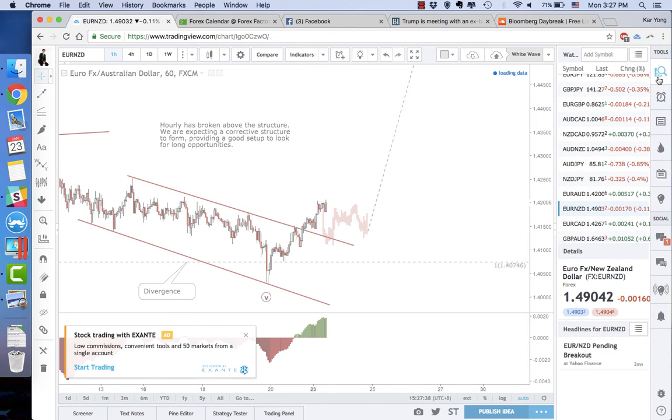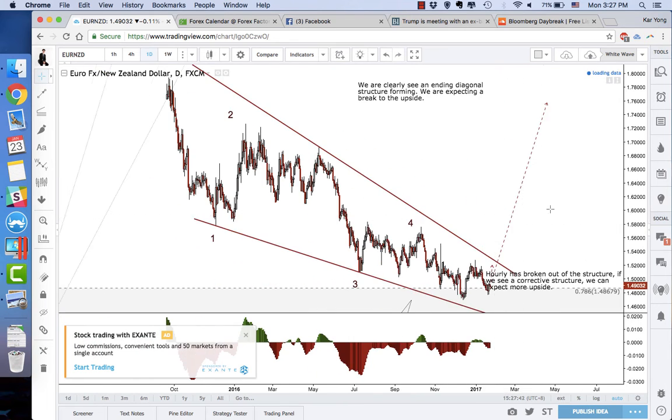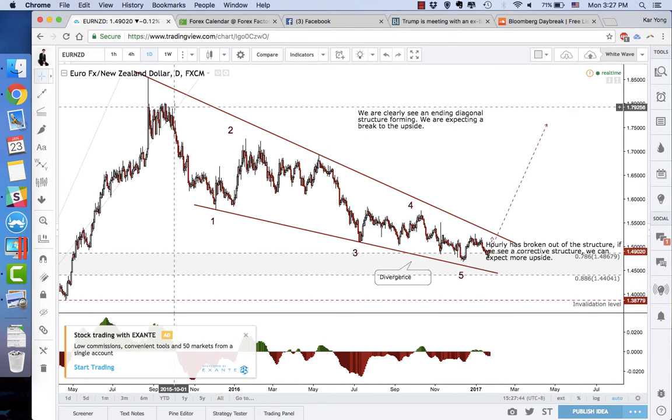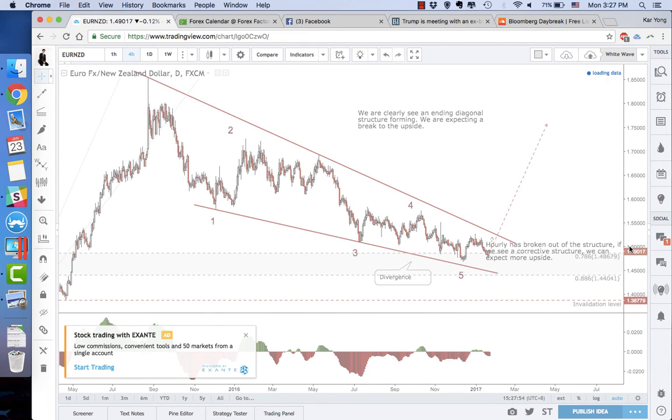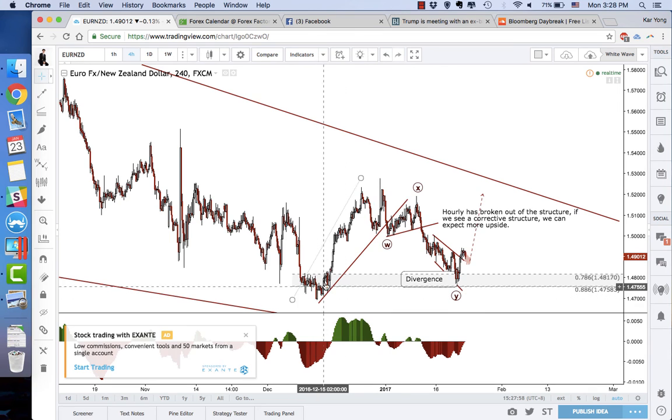Euro Kiwi is very similar. On the daily perspective, this is what you're looking at. This entire structure, once it's completed, is going to go up strongly. It's a very clear divergence even on the daily time frame. You can see MACD with price, and if I go to the 4-hour time frame, you can see that this move itself is already showing signs that it wants to go up.